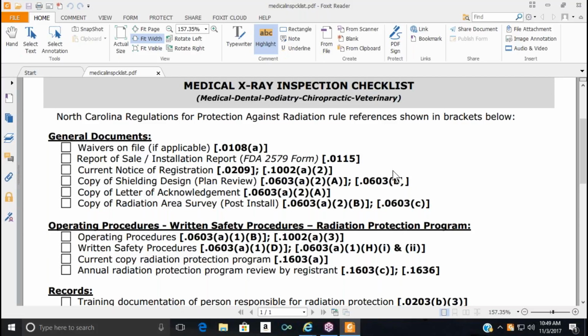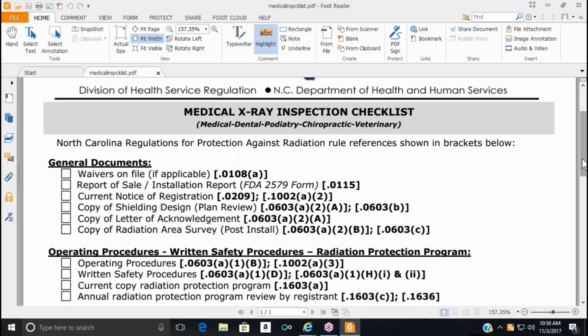All right, we're ready to begin again. I hope you're back. So this has to do with compliance in the state of North Carolina. If you go to ncradiation.net, you're going to get a list that looks like this. So the question is basically, what do I have to be aware of when the X-ray inspector comes to my office?